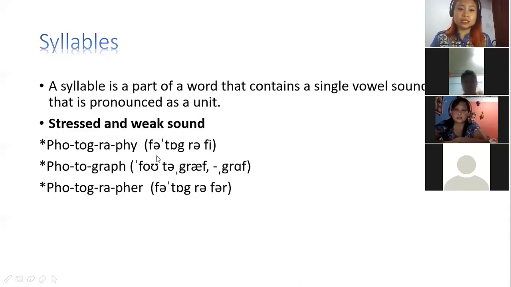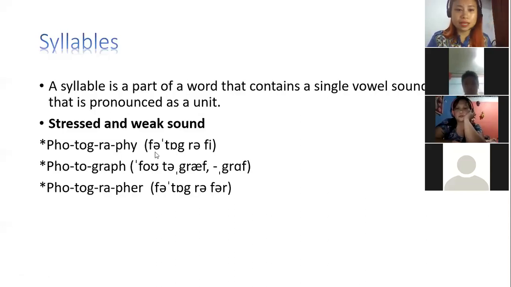So as you can see, we have this symbol right here. This indicates the stress. When you are reading a word and there is an IPA guide, if you see this apostrophe-like symbol, it means stress. That syllable should be stressed. The other syllables in this word are weak.